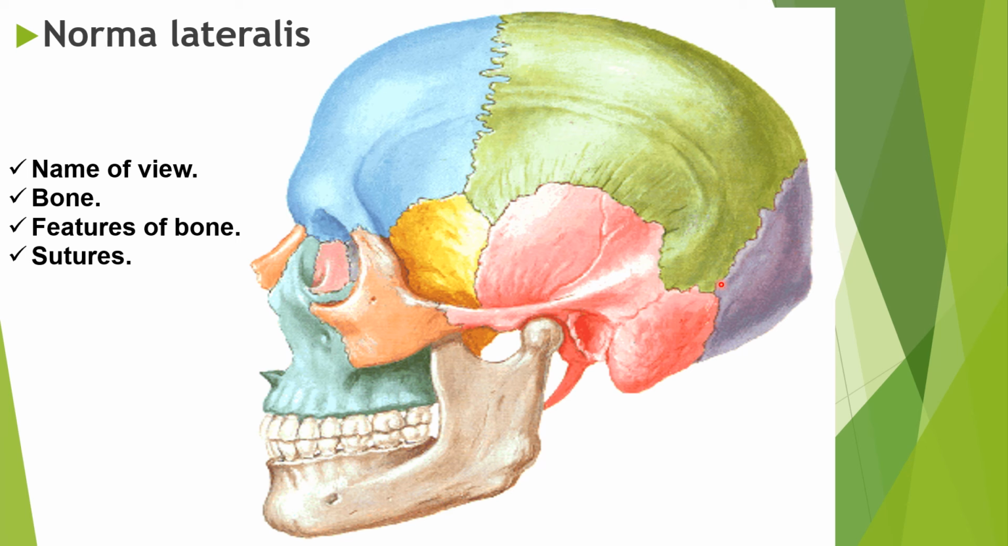Also, what is the name of this suture? The lambdoid suture, between the parietal and the occipital bones. This is the occipitomastoid suture, also called the masto-occipital suture. This is the mandible. This is the ramus of the mandible, this is the angle of the mandible, this is the body of the mandible, and this is the mental foramen.